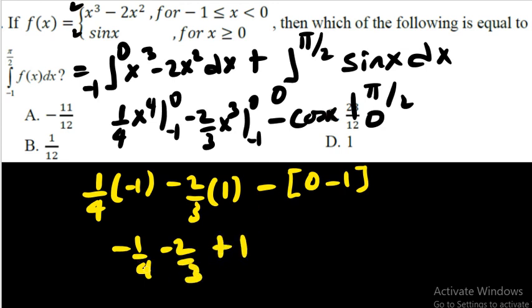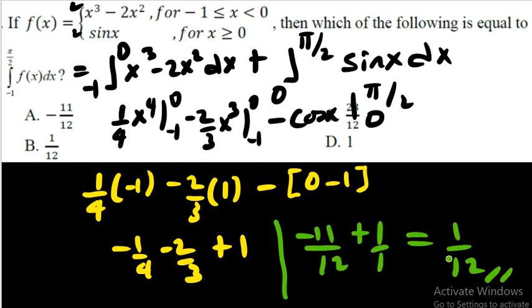When you do the first fractions by crisscross, what will be the result? It will be negative 3 minus 8, which is negative 11 over 12, plus 1. Again, crisscross, it's going to be 1 over 12. You can check it. So the answer will be B.